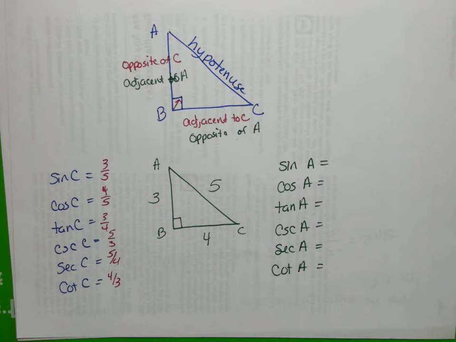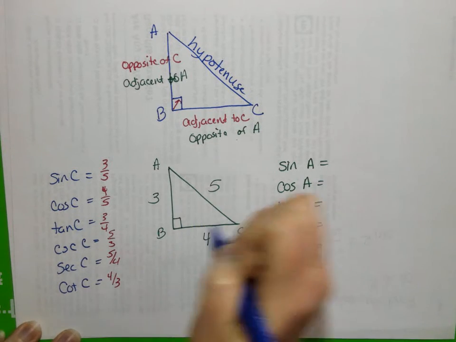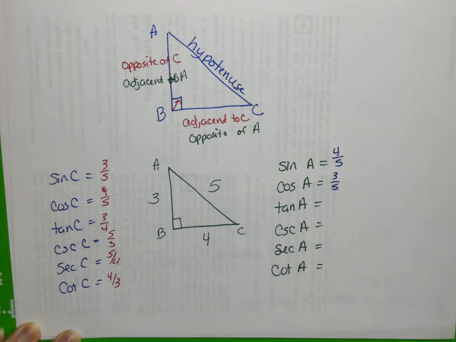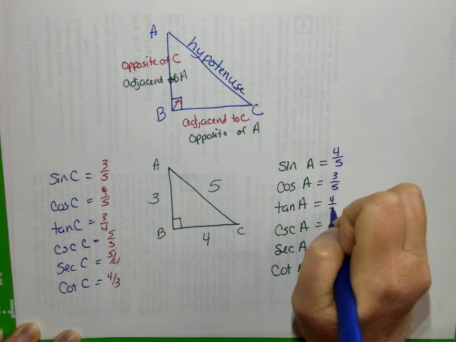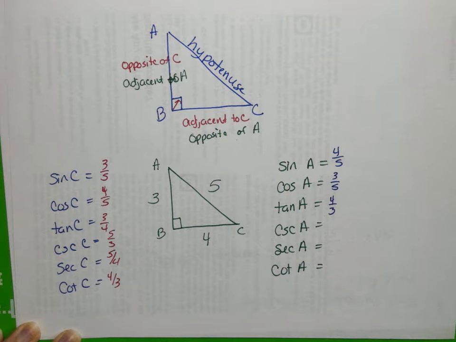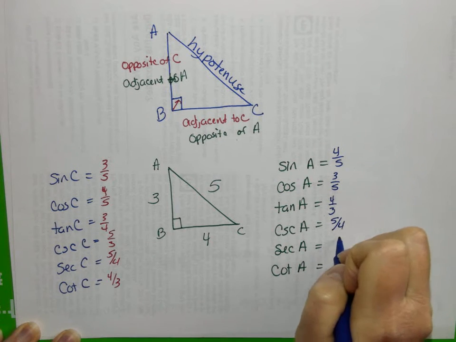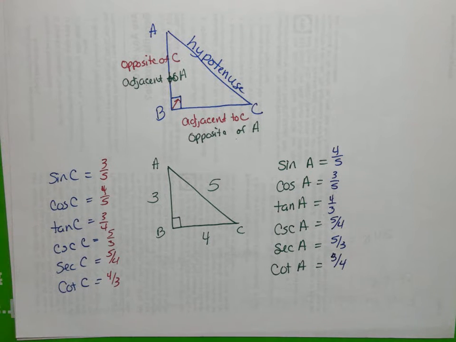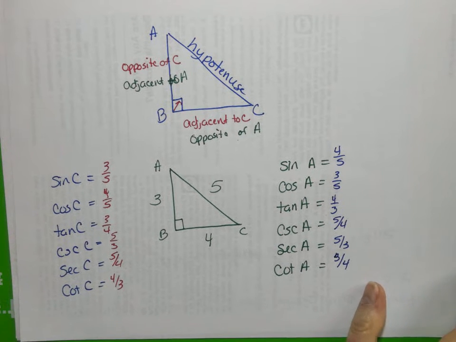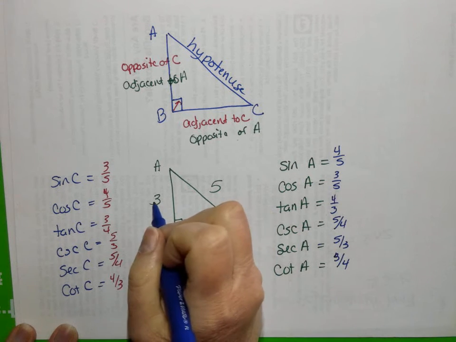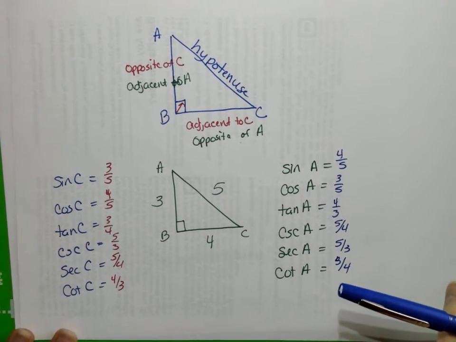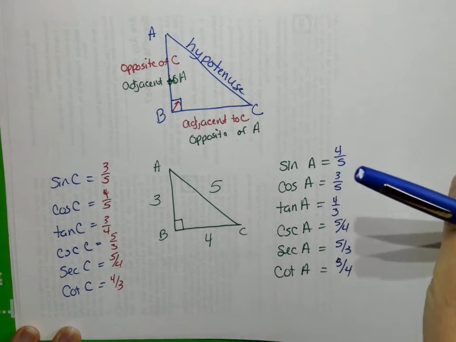Okay, so now if I work from the other side and I work with angle A, the opposite is 4 over 5. This is 3 over 5. This is 4 over 3. And if I just flip all those over, I have 5 over 4, 5 over 3, and 3 over 4. Not so difficult. So all we have to do is flip them, and that gets us our other ones. Now remember, opposite I have to look across, adjacent I can stand on from that angle. Just a quick review that we did in geometry.